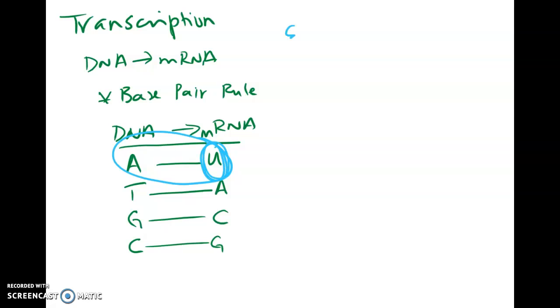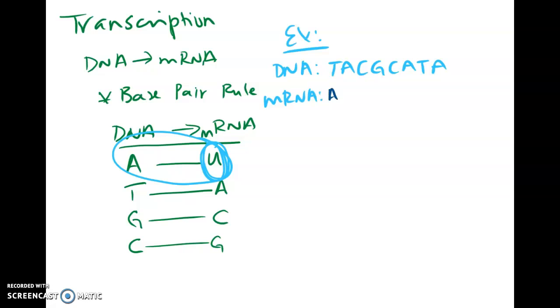Right? So an example problem, let's just say for DNA, I had TACGCATA. And then we'll set it up where mRNA is right here. And then that T will bind to an A, A binds to U, C binds to G, G binds to C, C binds to G, A binds to U, T binds to A, A binds to U. And that's it for transcription.